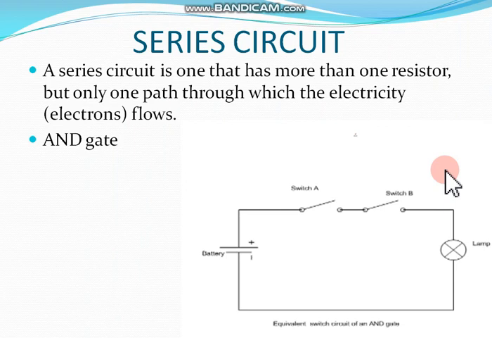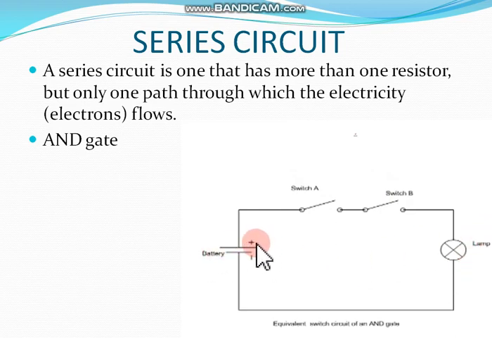So the series circuit is one that has more than one resistor but only one path through which the electricity or electrons flow. So whenever you think of a series circuit, think of an AND gate, because an AND gate is equivalent to the series circuit. And this is how a series circuit looks. As you can see, the switches are in series. Right there we have switch A and switch B, and we have the lamp here and the battery.